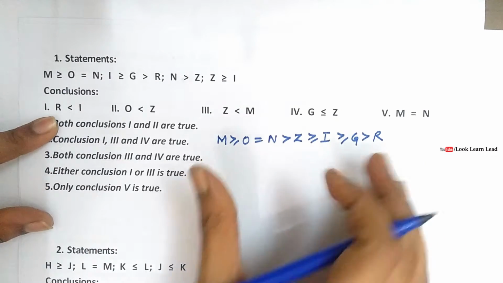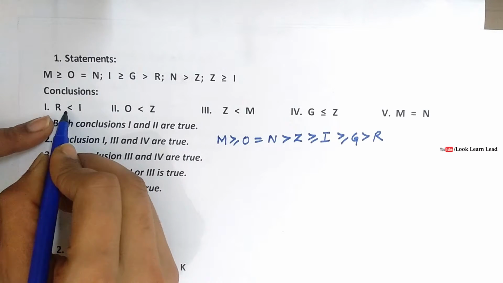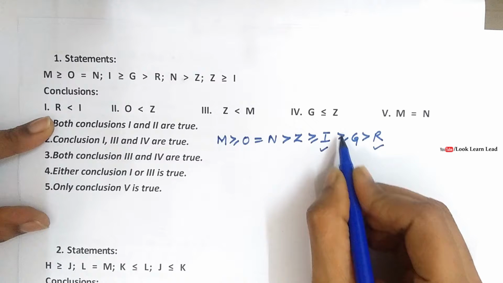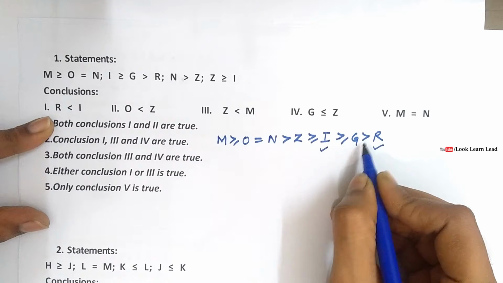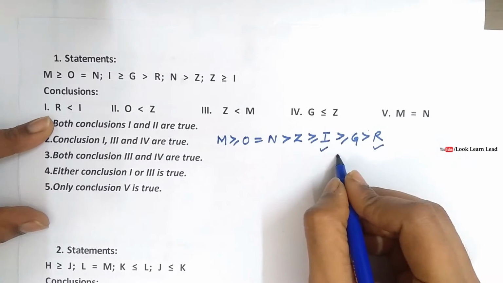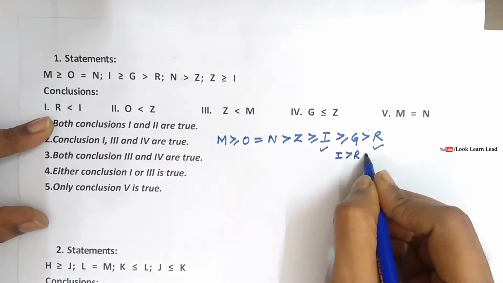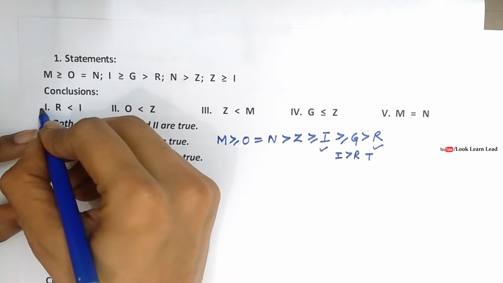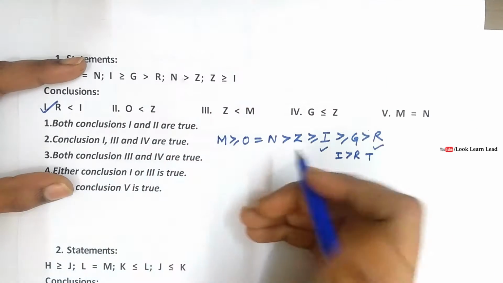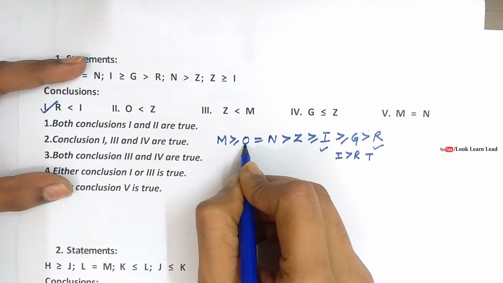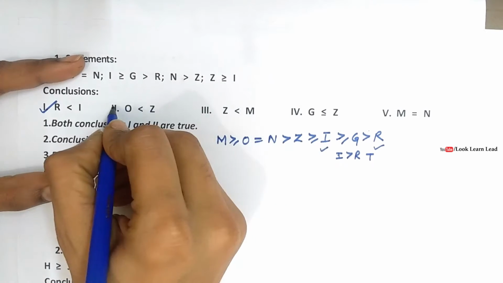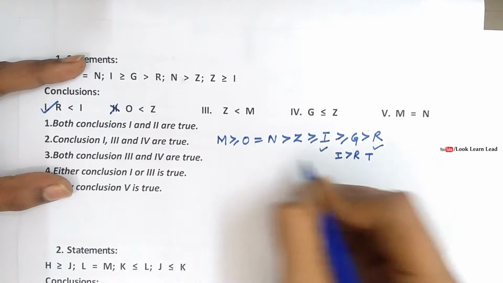Now let's see the first conclusion. It is saying I is greater than R. So I is over here, R is over here, okay. We have two symbols, one is greater than equal to, one is greater than. So I said that the greater than symbol would have high priority. So I is greater than R is true. So the first condition is true, okay. Now let's see the second condition, Z is greater than O. Here it is Z, here it is O, okay. See, Z is less than O, it is not greater than O, so this condition is false, the second condition is false.